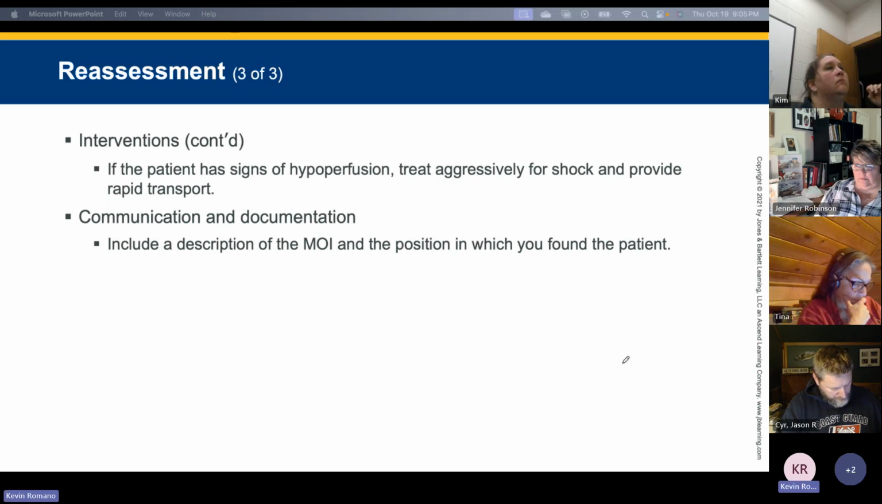All right. So if the patient has signs of hypoperfusion, treat the patient aggressively for shock and provide rapid transport, and do not delay transport of a seriously injured patient to complete non-life-saving treatments in the field. Do it in the back of the ambulance. Right. And then communicate and document.